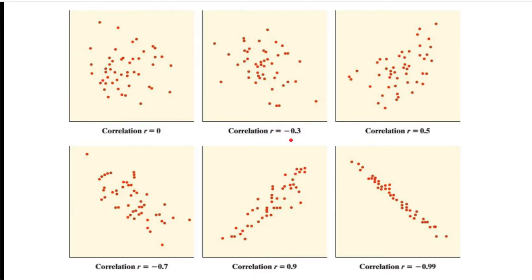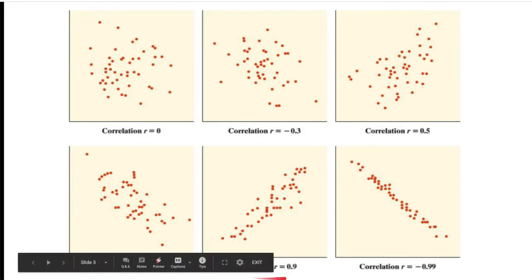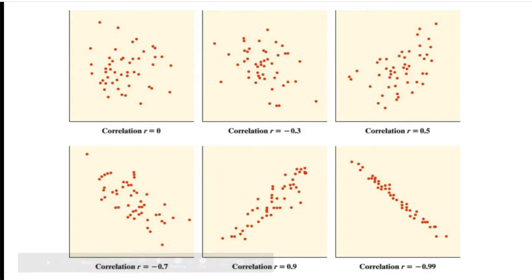Okay. Here are some sample scatter plots with the correlation coefficient shown. Notice this one right here, -0.3, is very weak correlation, but you could say that there is somewhat of a negative association here, whereas this correlation of 0.9 is quite strong, and the fact that it's positive is showing that there is a positive linear association.